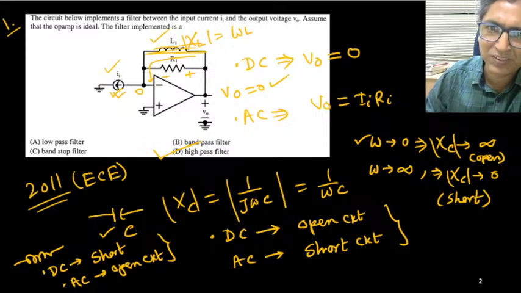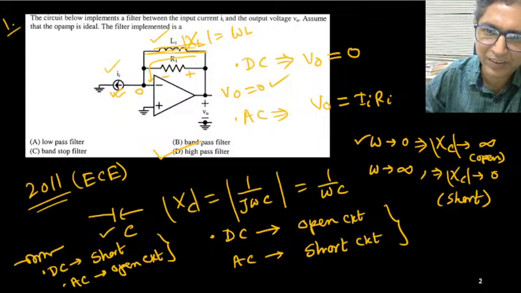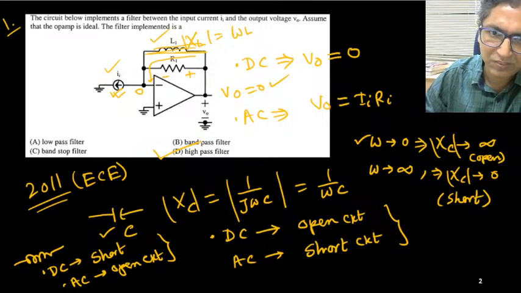But this problem was just regarding the type of the filters. That we can do easily. Just we will go with two things. First we will try with DC signal, means 0 frequency, and next one we will go for very high frequency, means omega equal to infinity. Then we will see the output.